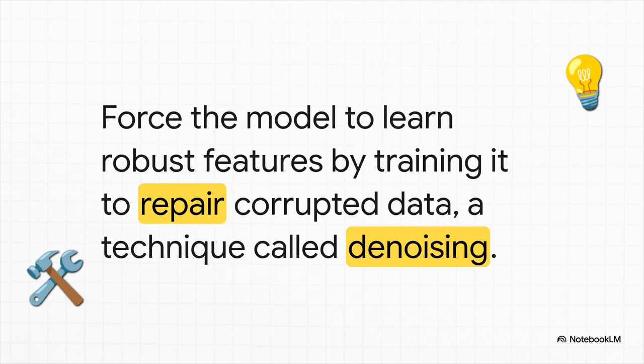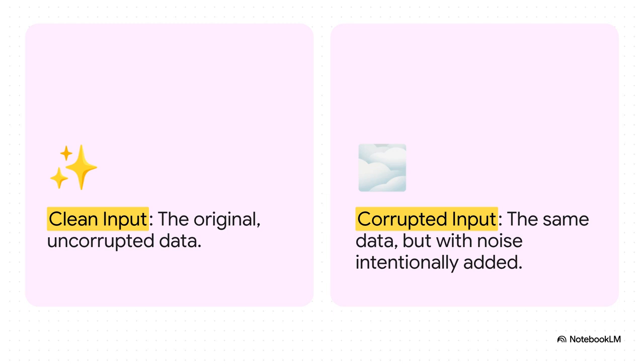Instead of asking the network to just copy the input, we change the rules. We give it a corrupted, noisy version of the data, and we ask it to reconstruct the original, clean version. This forces the model to learn the real underlying structure, not just memorize some pixel patterns. So how does this actually work? Well, we start with our clean input, the original data.